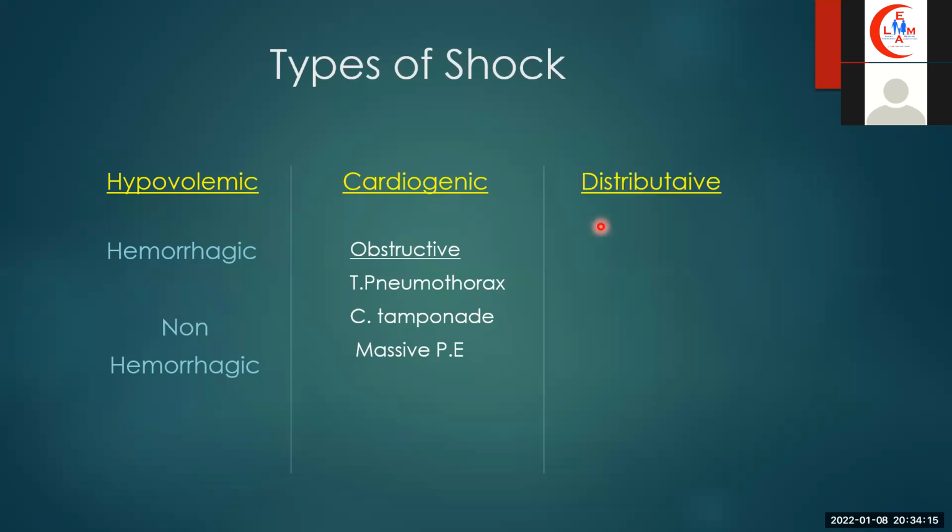The other type of shock is the distributive shock. In hypovolemic shock the volume is decreased, but here the volume is fine, but the distribution of the intravascular blood volume is maldistributed. Most of the volume is outside of the vascular compartment. So there's a problem with the distribution. The main causes of this are septic shock, anaphylactic shock, and neurogenic shock. So we'll take them one by one.